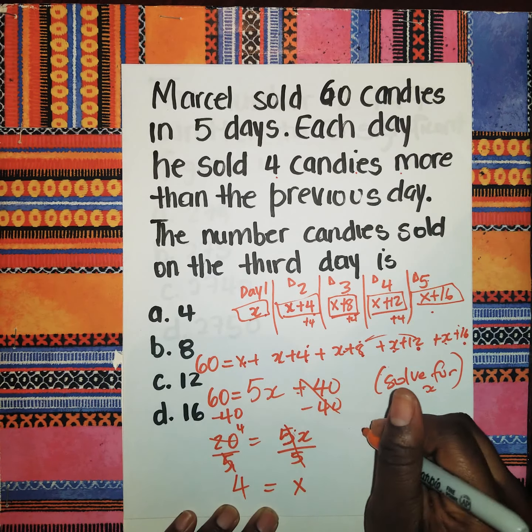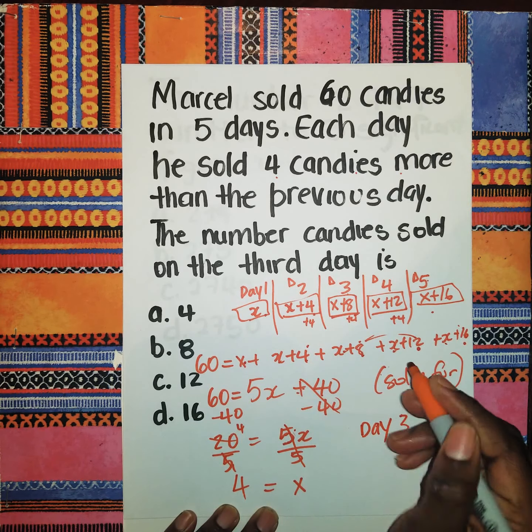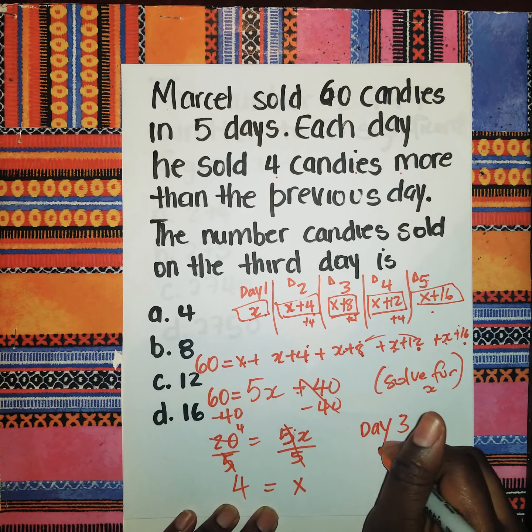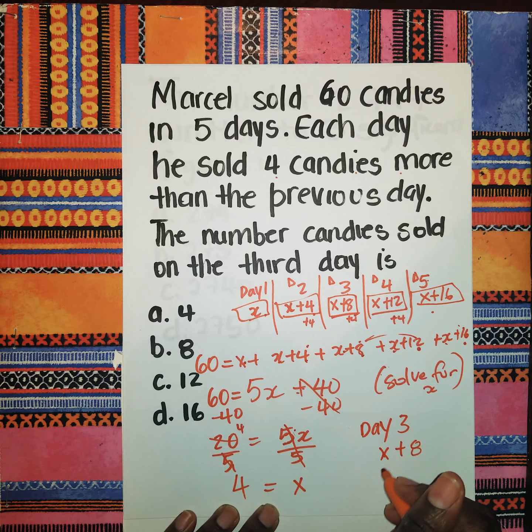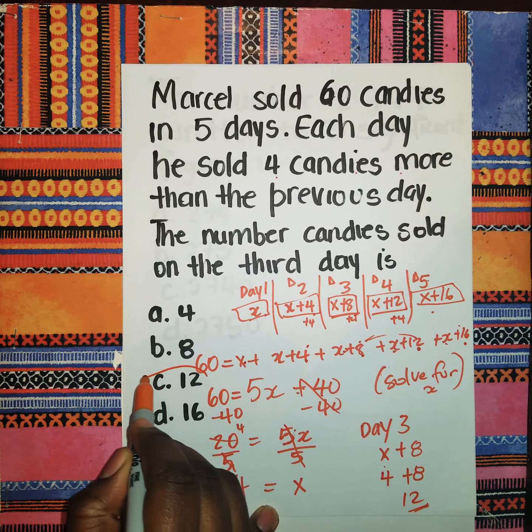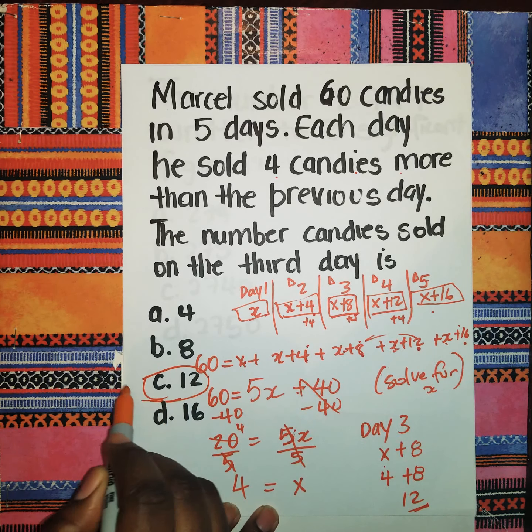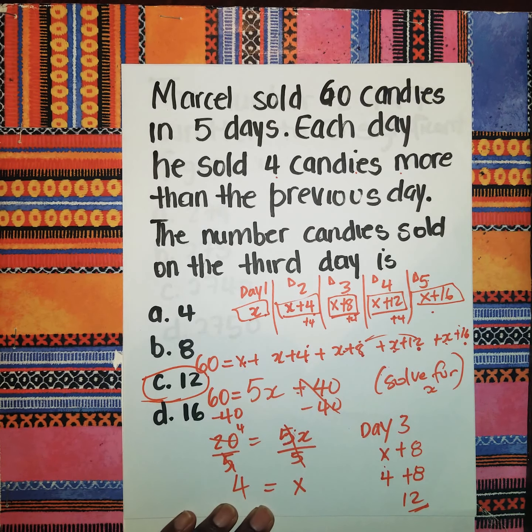So we want to know about day 3. Okay, so day 3 was x plus 8. So whatever x is, you replace it here. So it's 4 plus 8 to give us 12. So on day 3, this person sold 12 candies, and that's C. I hope it was clear.